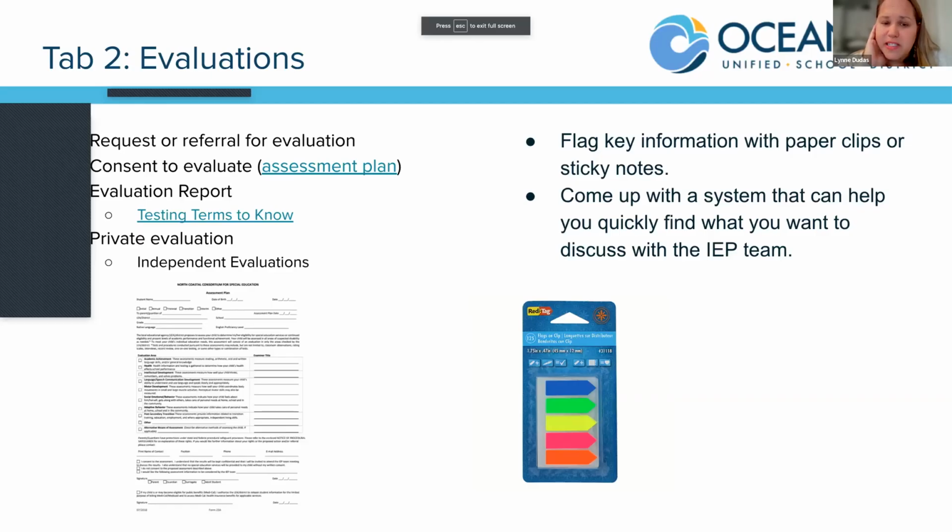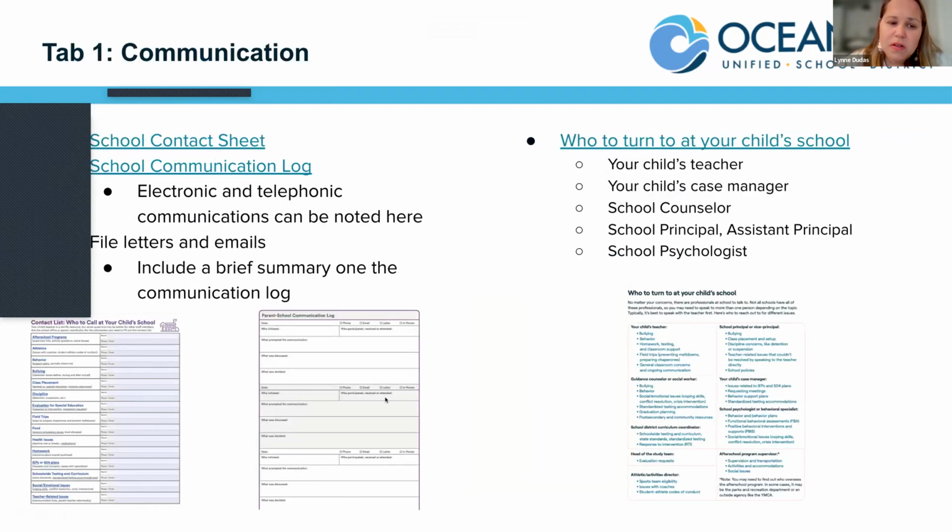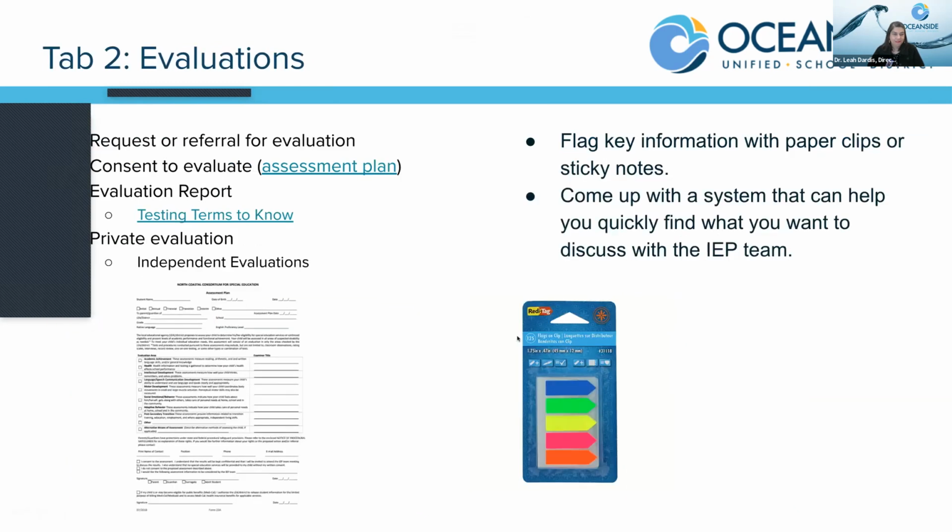You can use this idea of the IEP binder and create an IEP binder on your computer with different folders and so forth. So this could be your folder. Instead of tab 1, this could be folder 1 and be under communication. So our next tab is looking at evaluations. And so this is the request for or referral for evaluation.